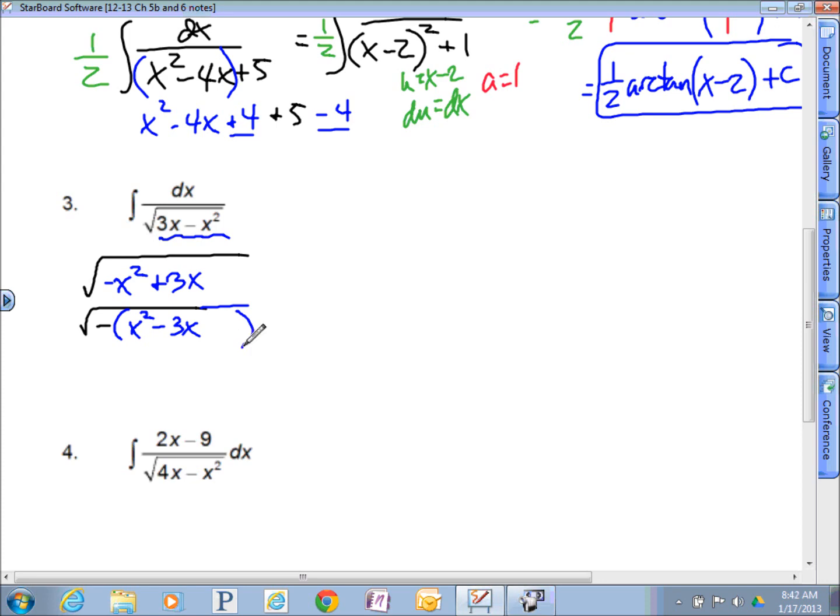So that blue thing, x squared minus 3x. Half of 3 is 3/2, and it's better to use 3/2 than 1/2. It's just a little easier. Half of 3 is 3/2. Squared is 9/4. So we're adding 9/4 right here.